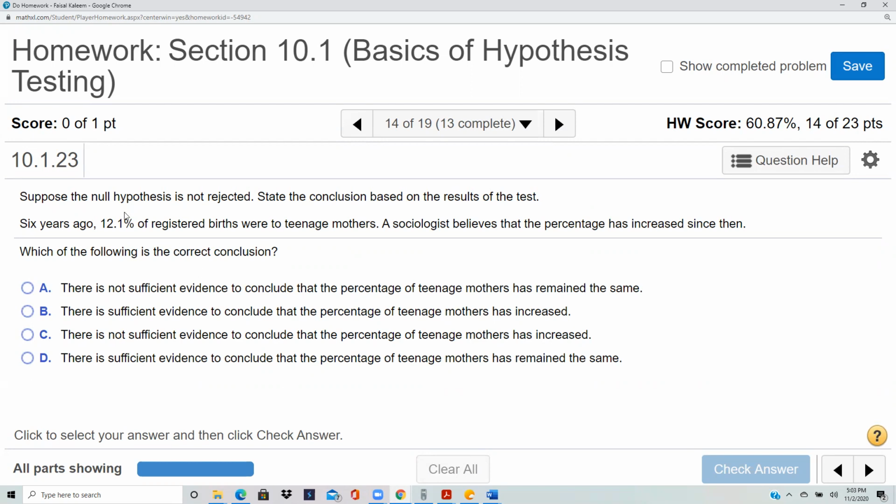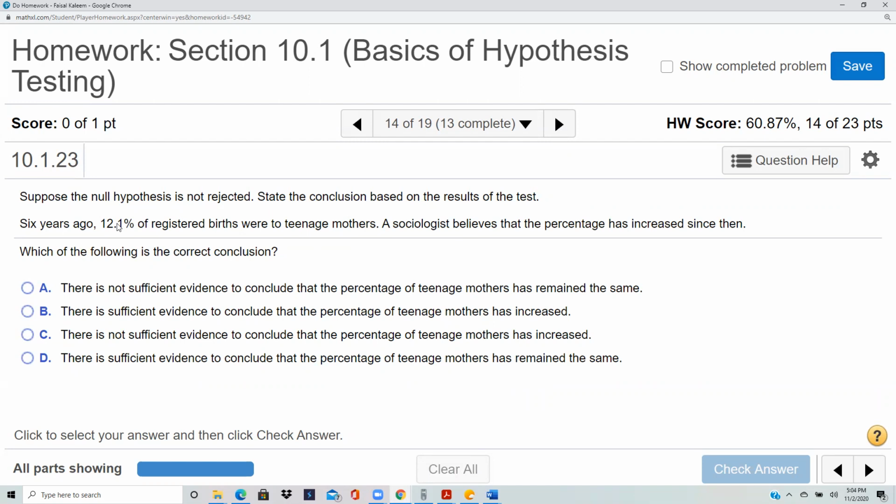So now the null hypothesis is that the percentage is equal to 12.1. Remember, the null always has equals. If the sociologist believes that it has increased, the alternative would be that the percentage is greater than. But we are told that the null is not rejected. So it means you stay with this one.